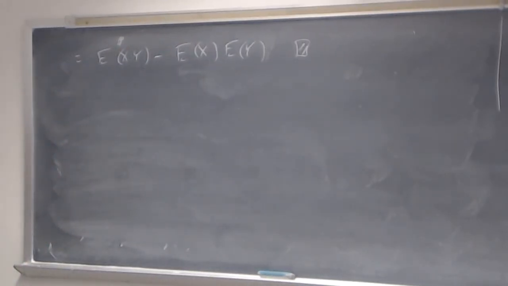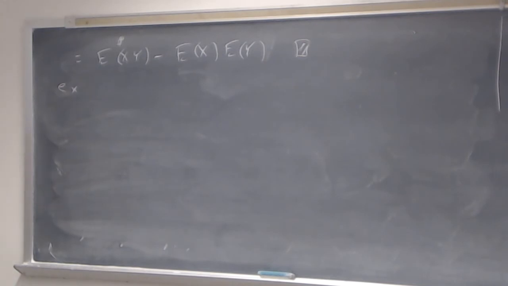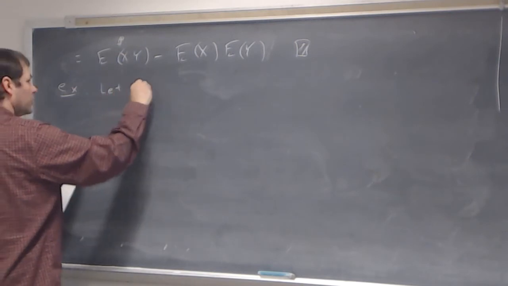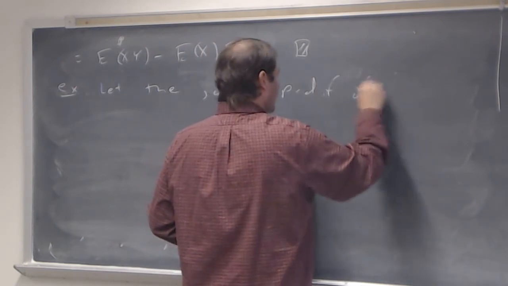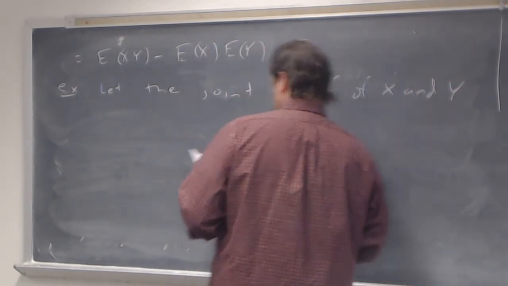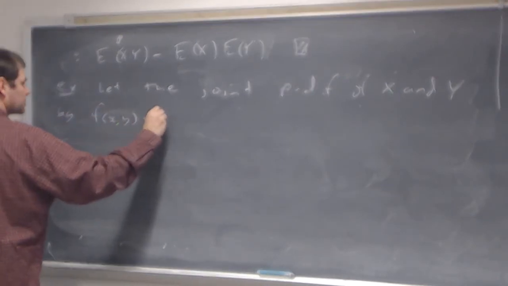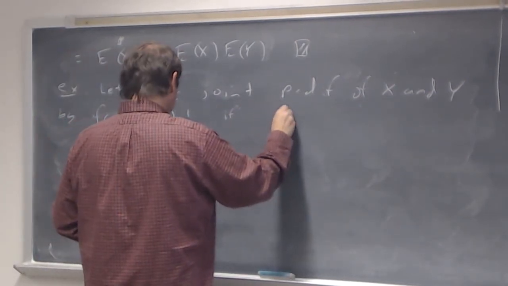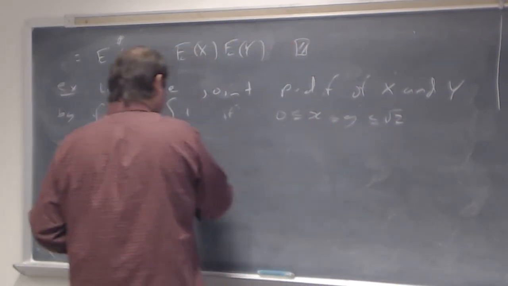Now I want to do some examples. They're a little bit lengthy to do because there are 3 things here if we use the formula for covariance to compute. But here's an example. If we let the joint PDF of x and y be f of x comma y equal to 1 if 0 is less than or equal to x, is less than or equal to y, is less than or equal to the square root of 2, and 0 otherwise.